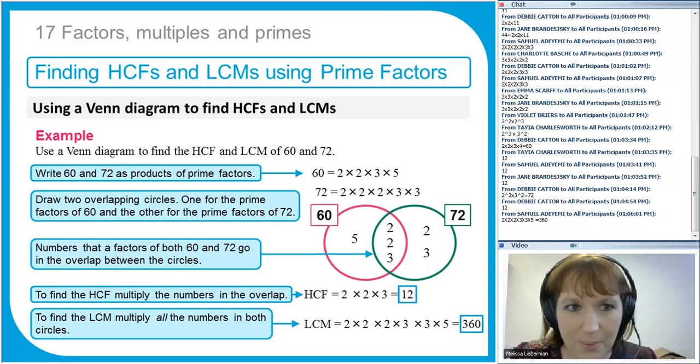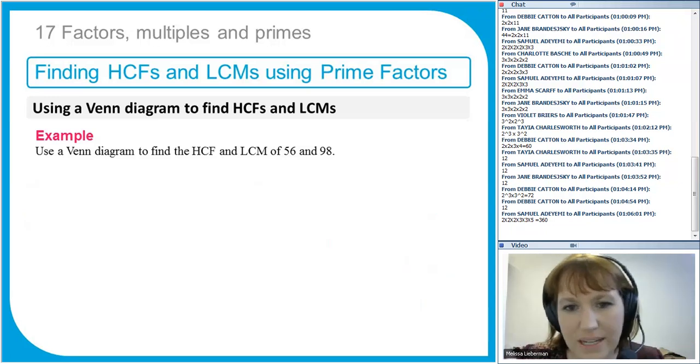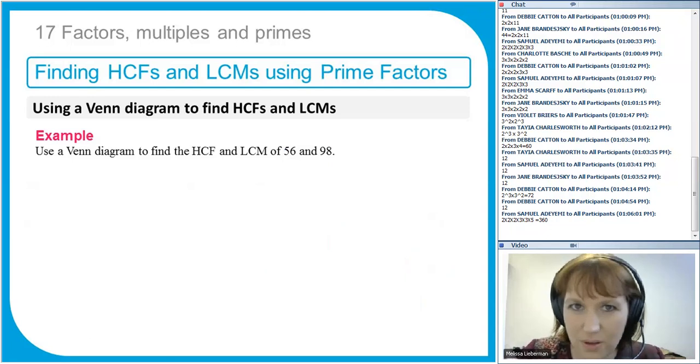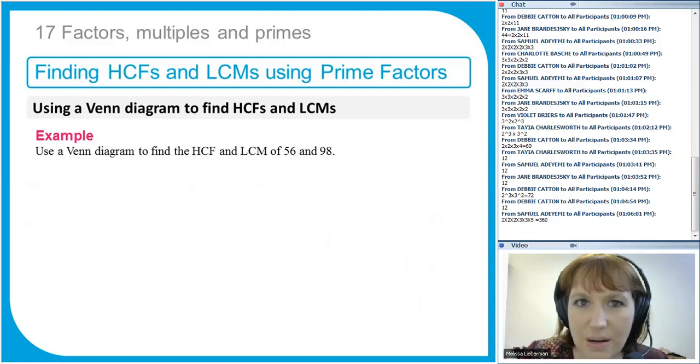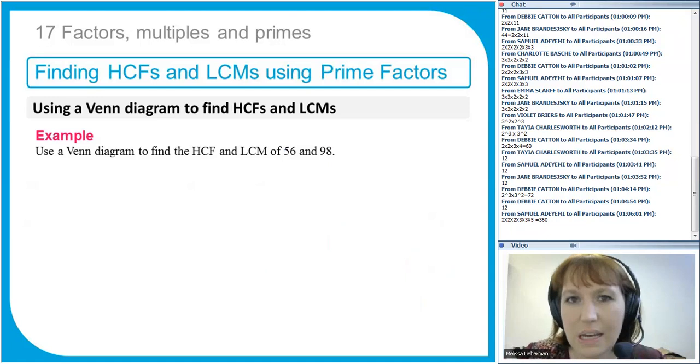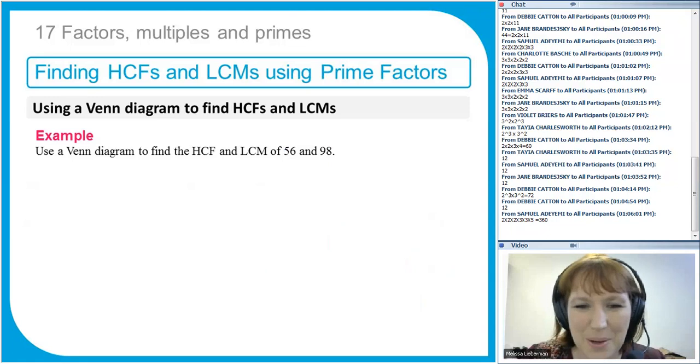I'm going to show you another example. So here's one that we've not done already, but I'm not going to do the factor trees this time. We'll just write them down. So use a Venn diagram to find the highest common factor and lowest common multiple of 56 and 98. If you're watching the recorded version and you want to pause and try it yourself, you can. Those of you watching live will just have to be a bit quicker.